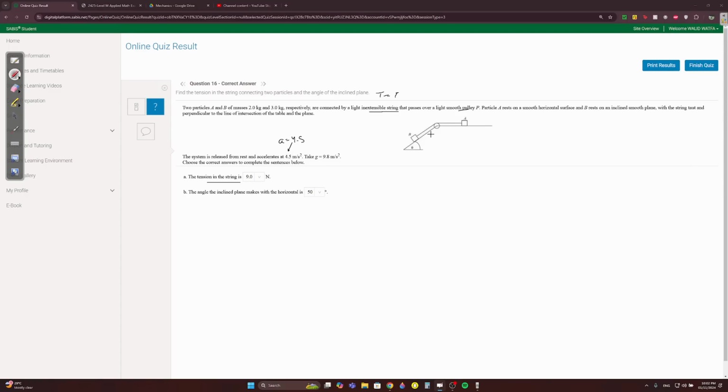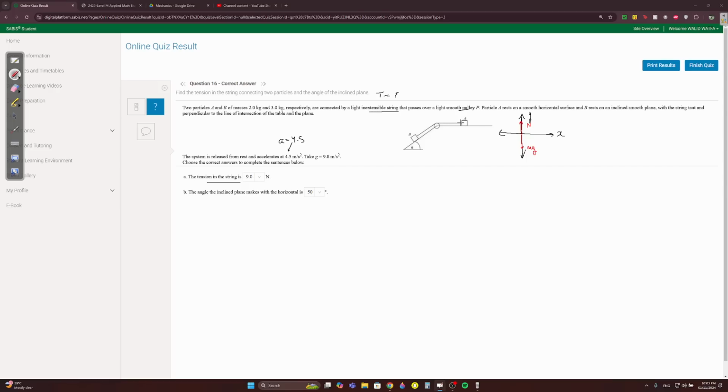Again, draw the FBDs. Let's start with FBD of A. We have A. Draw the y-axis. Draw the x-axis. For A, we're going to start with drawing the weight. It's obviously equal to mg. Why is it straight? Because it's straight. We also always have the normal push. If it's on a surface, you have the normal push.